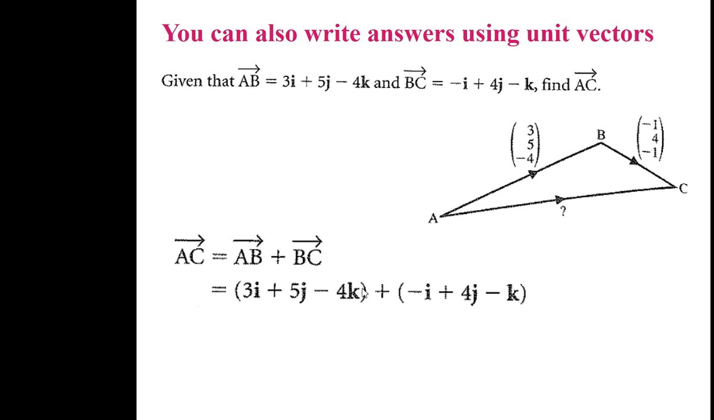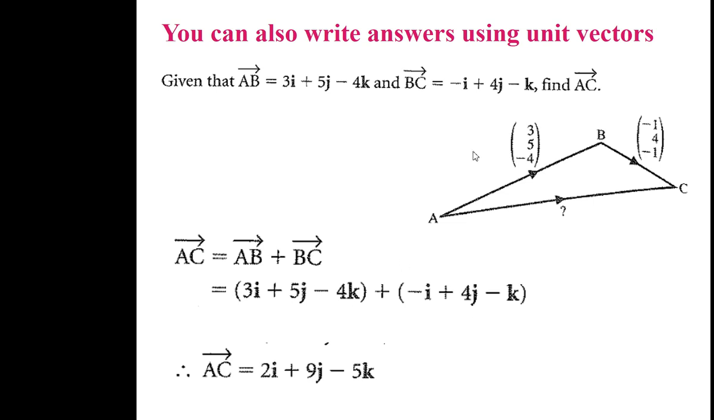So that equals that one plus that one. That plus that is 2i, that plus that is 9j, and that plus that is minus 4k minus k, minus 5k. So that's a resultant vector. AC is a resultant vector of doing AB plus BC. Just add these two vectors together.